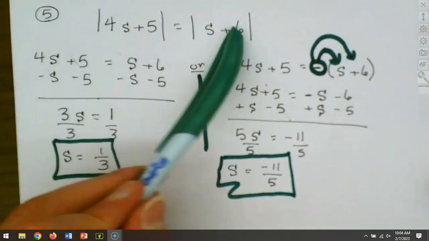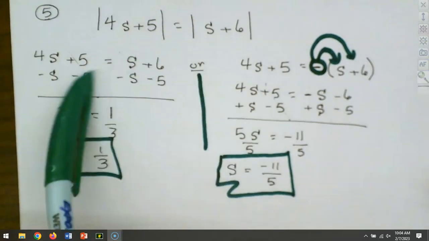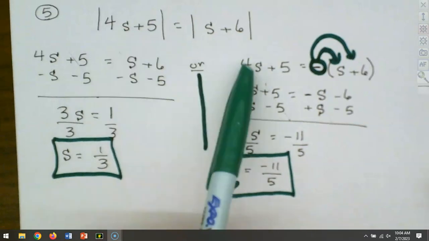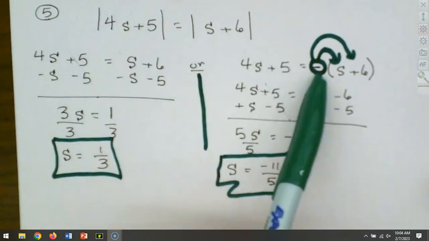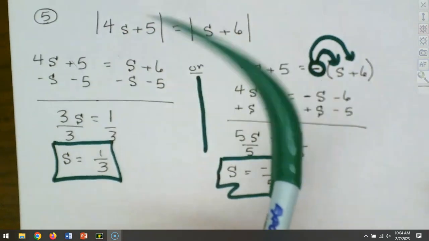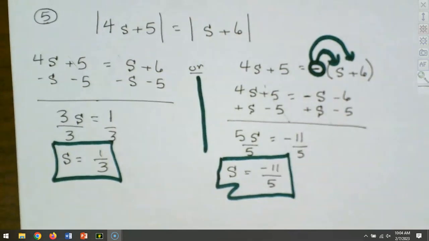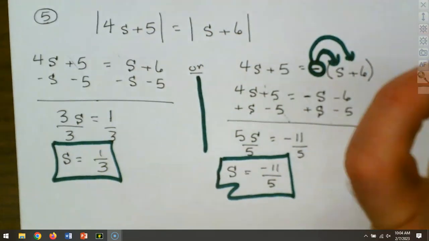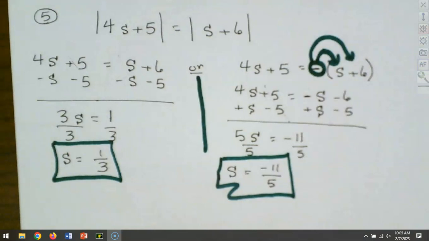And so what did we do? First off, we just dropped the bars, so we rewrote it without our bars here. Second one, the left-hand side just came down. The right-hand side, we just put a negative in front. Then we distributed through and solved. Okay. Do we have to graph it? No. Why not? Because this is an equal sign, and we don't have to graph equalities.